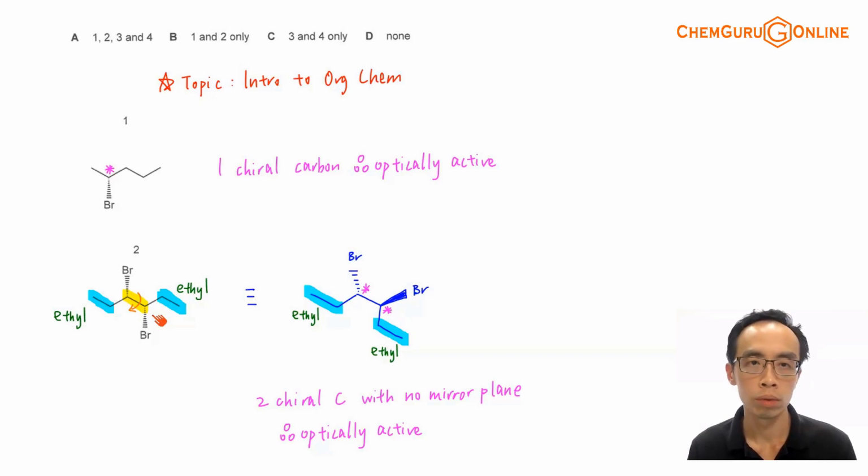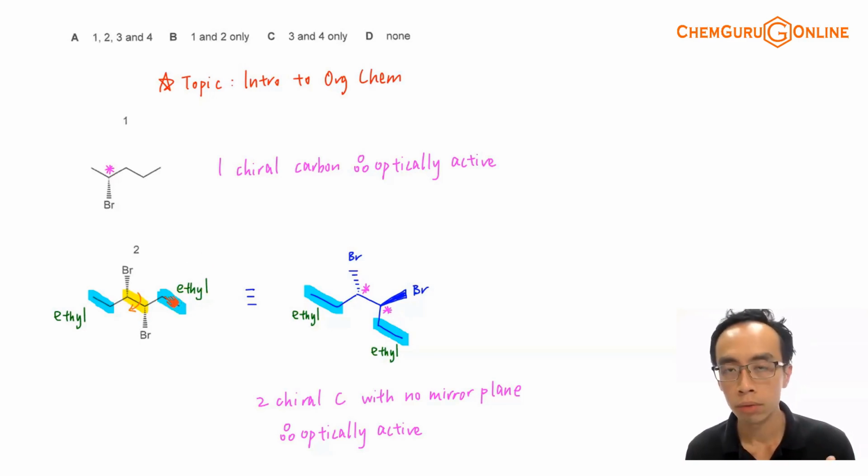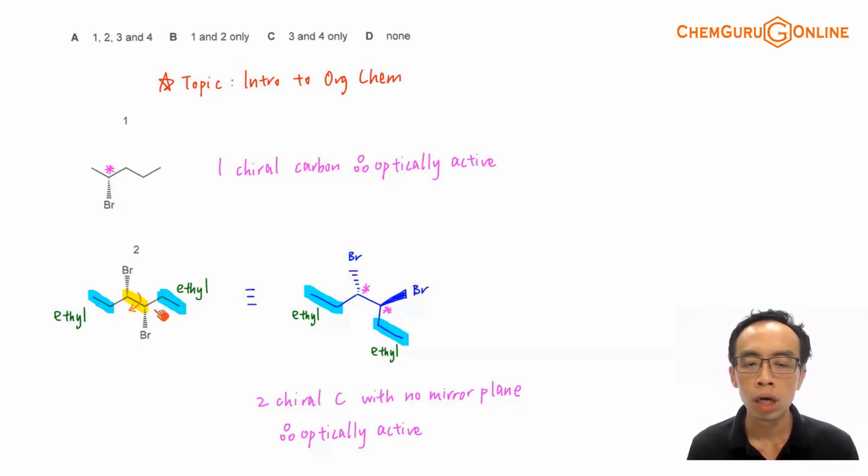And therefore, what we will need to do is check whether there is an internal mirror plane. If there's an internal mirror plane, then even though the 2 carbons are chiral, they will be able to cancel out each other's optical activity. Such compounds we call meso compounds. We actually need to do some rotation and some figuring out so that I can see whether they are mirror images of each other or not.